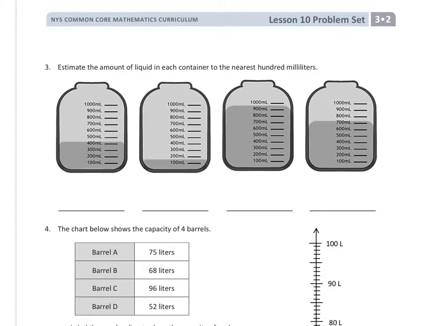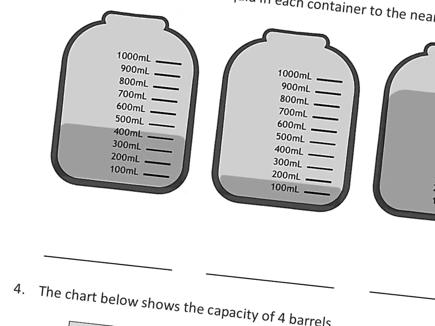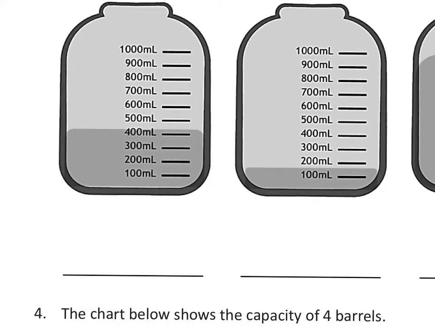Number 3, we are estimating the amount of liquid in each container to the nearest 100 milliliters for this one. So you can see that I have milliliters on my containers this time. And it says we're estimating to the nearest 100. So that means sometimes it's not going to be exactly on the line. So we have to pick the line that it's closest to. So if I zoom in kind of close to my first one here, I can see that my line is in between the 400 and the 500, and it's closer to the 400. So I'm going to write 400 milliliters on this line.